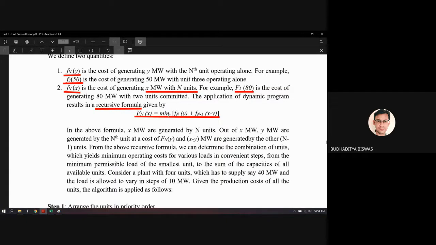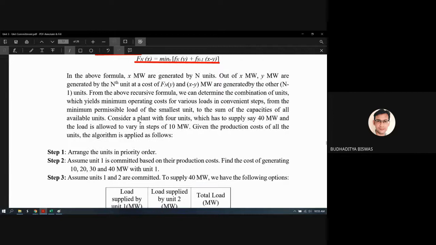Okay. Then we need to remember this formula and we need to find out how to solve the unit commitment problem using the DPSC. Now here you see, consider a plant with 4 units which has to supply say 40 megawatt and the load is allowed to vary in steps of 10 megawatt. So given the production cost of all the units, the algorithm is applied as follows.